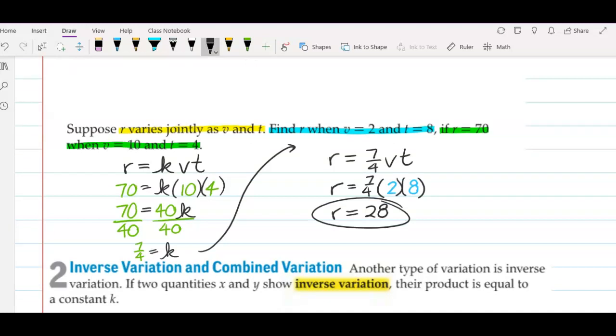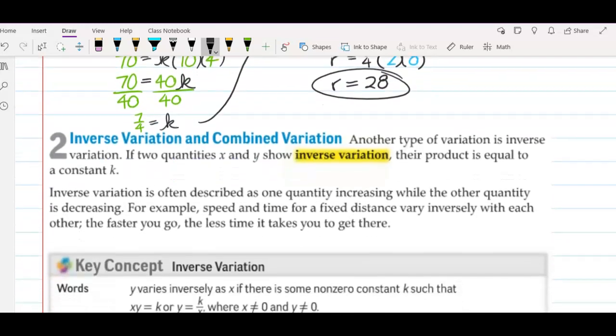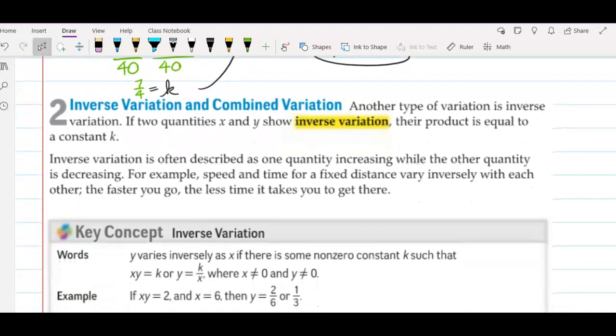Hopefully you found that when v equals 2 and t equals 8, r equals 28. Next, we're going to talk about inverse variation. It's a different type of variation. It's when one quantity is increasing while the other quantity is decreasing.